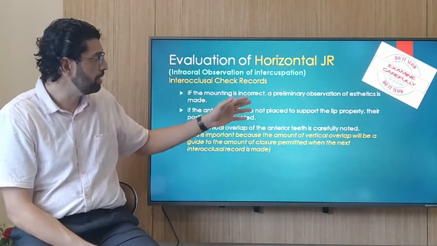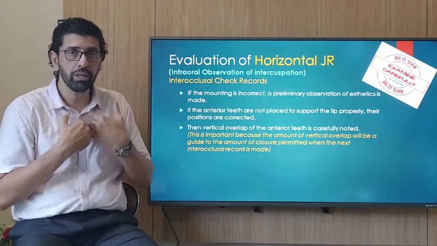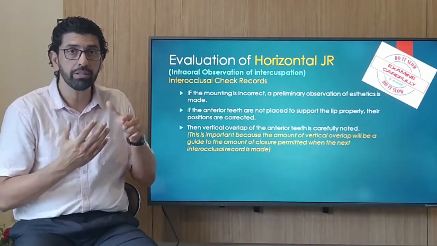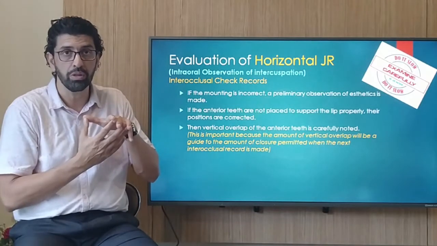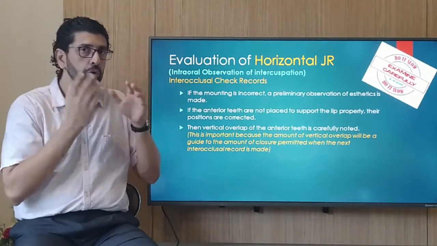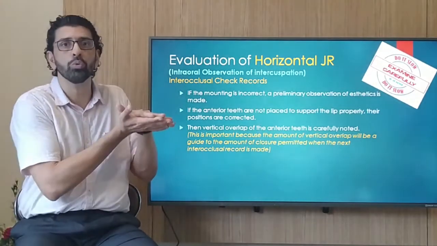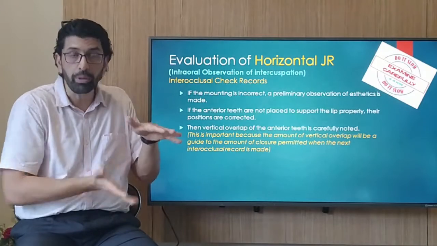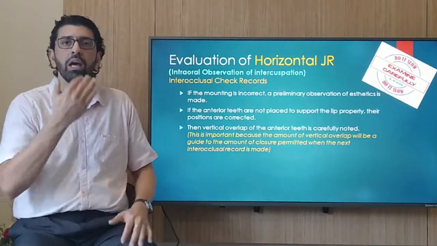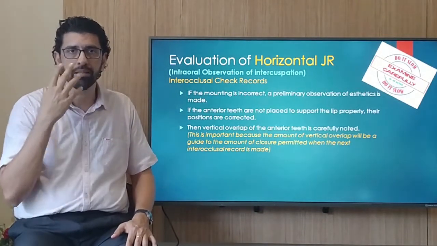you have a doubt about it, a preliminary observation of aesthetics is made. Now, we need to make an observation of the aesthetics because we are going to have to decide where it's going to close, right? Now, you don't want to change the vertical dimension and you're going to repeat the horizontal relation. When you do that, patient can overclose or patient can underclose. For this reason, before you remove the posterior teeth, we want to check the anterior aesthetics.